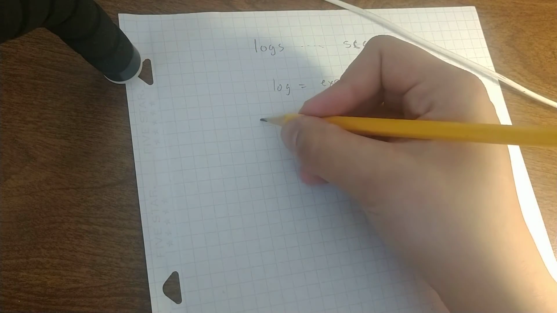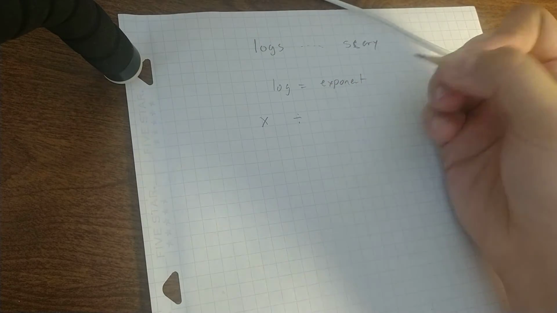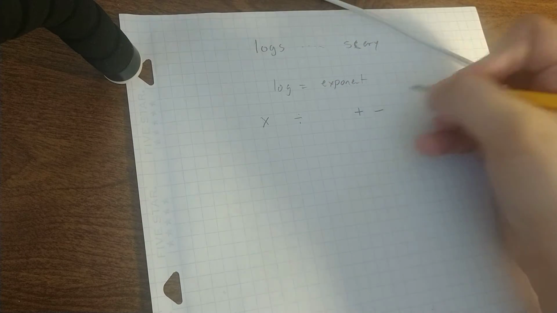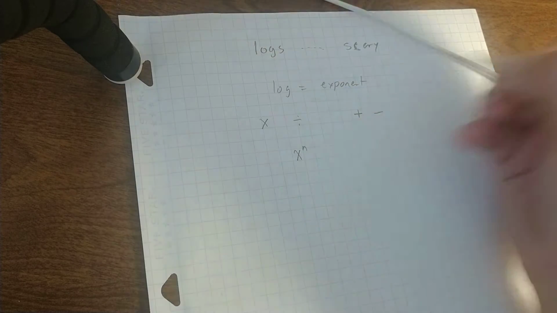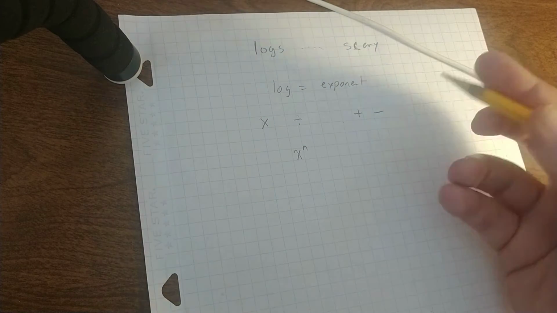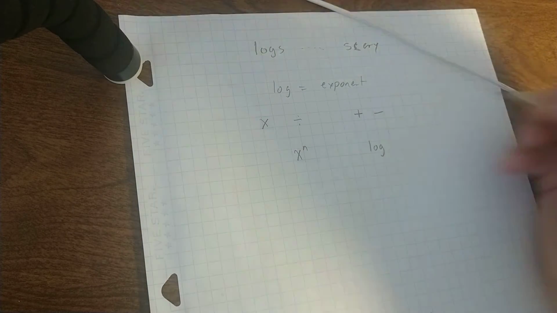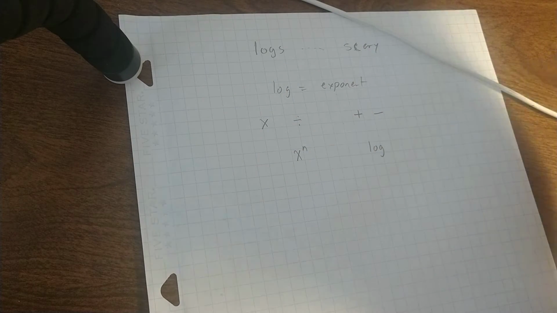So, you know how when you multiply, the opposite of multiplying is dividing, and the opposite of adding is subtraction? That kind of makes sense. Well, what if we have something to an exponent? What's the opposite of that? It is a log. Just think of it as a backward exponent.